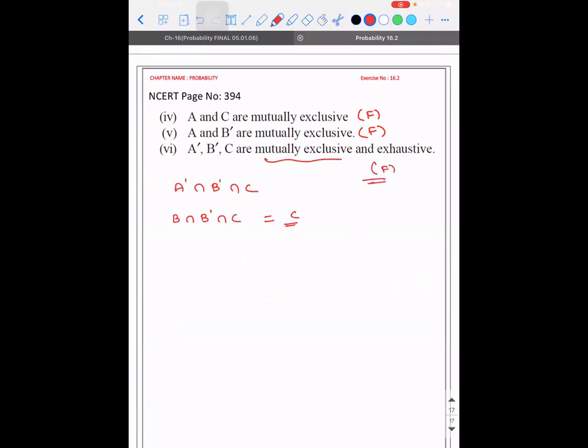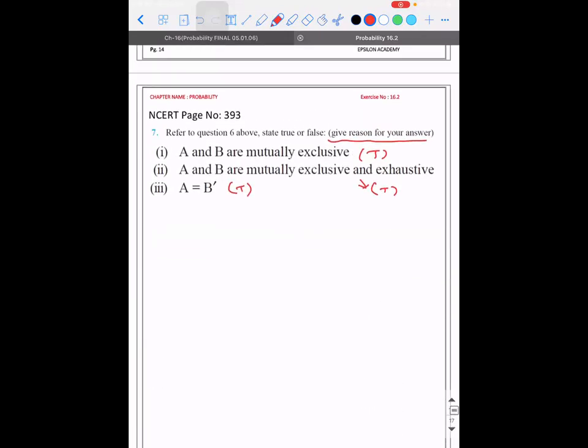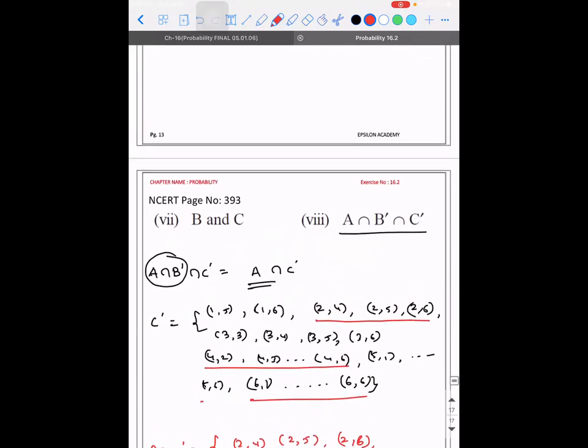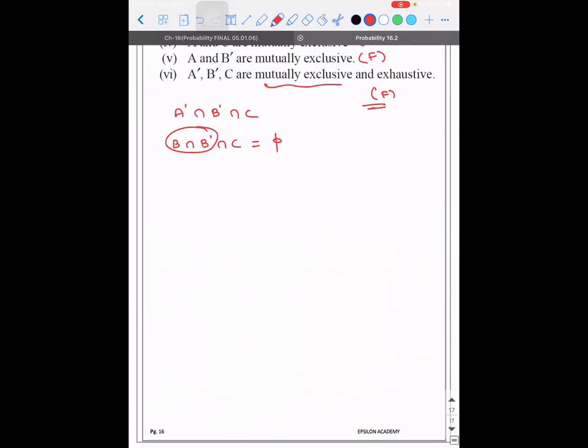Did you understand what I did? Yes, sir. So it is a null set. An intersection of a null set with a set is also a null set. So it is exclusive. What about exhaustive? B union B dash union C. What is B union B dash? It's the sample space. Yes, they are mutually exclusive and exhaustive. True.